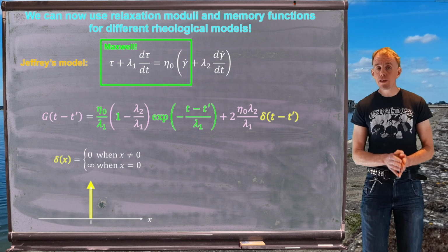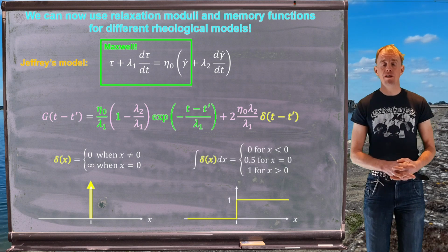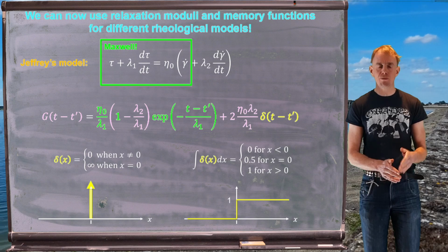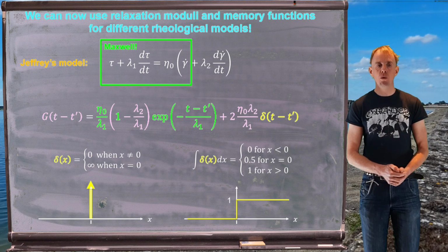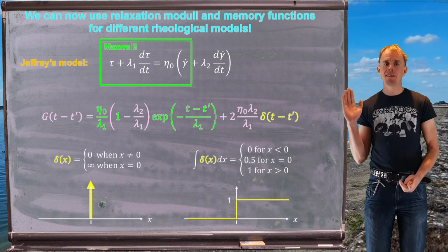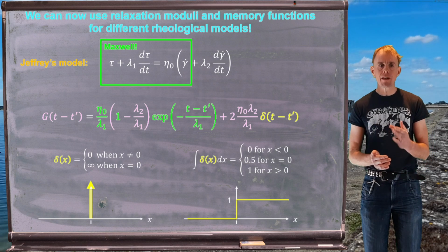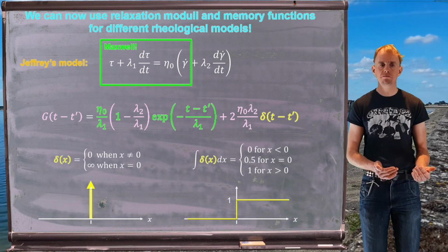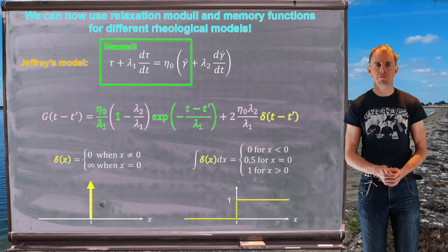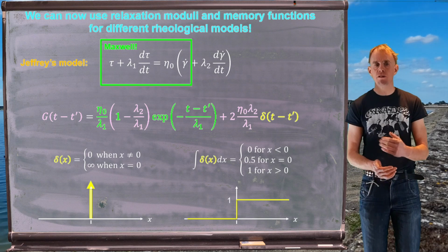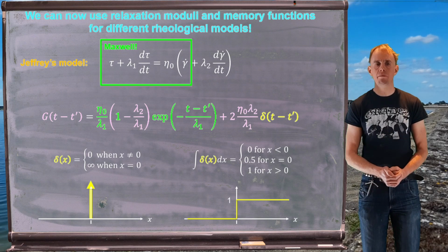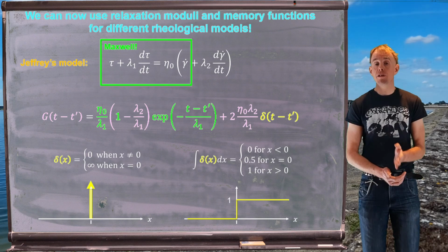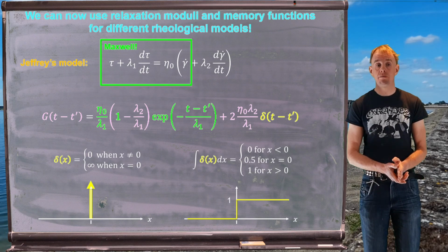If we look at another property of the Dirac delta function, if we integrate it, if we sum up its contribution over all x, what we find is that it relates to a step function. If x is less than 0, our step function is 0. If x is greater than 0, my step function is 1. At 0, my step function is actually equal to a half.